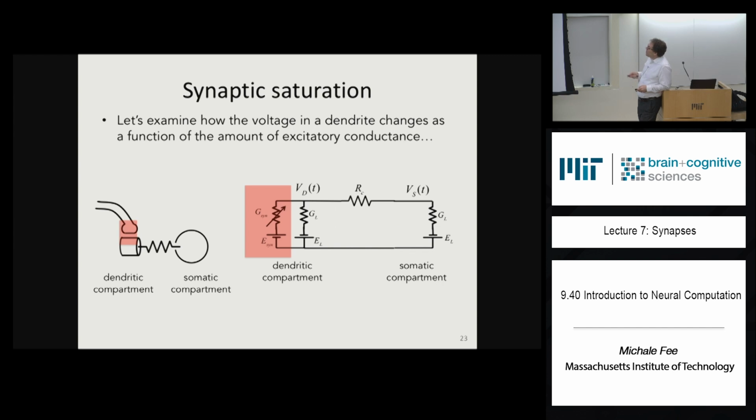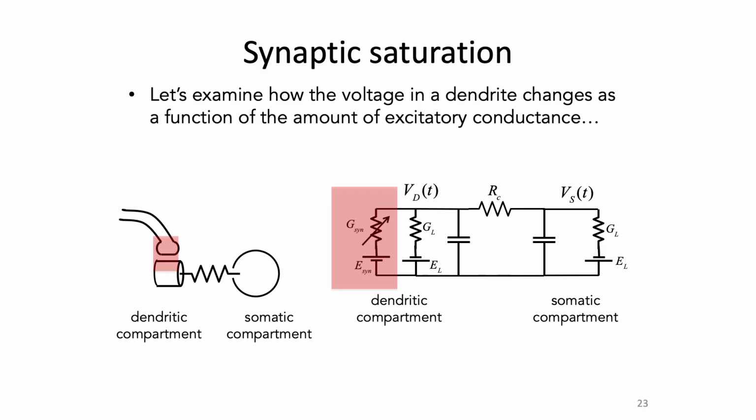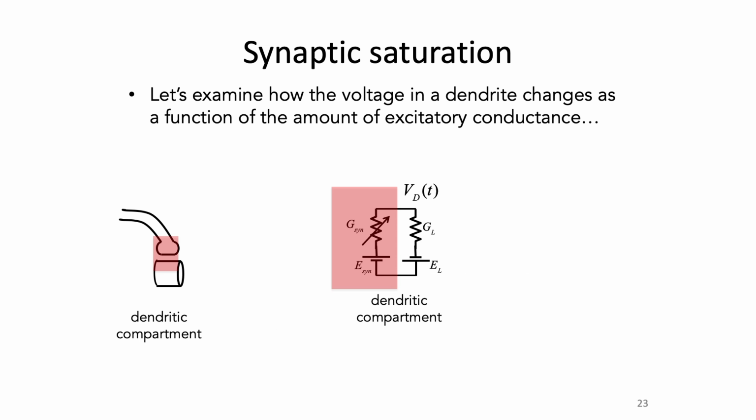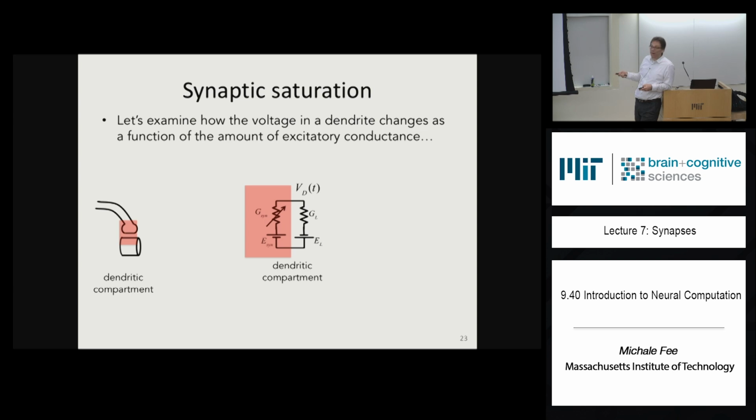So we're going to start with steady state, so we don't need to worry about our capacitors. We can actually just unsolder them and take them out of our circuit. And we're going to study the voltage response in the dendrite. So we're also going to throw away our soma and just ask, how does the dendrite respond to this synaptic input, as a function of the amount of excitatory conductance?